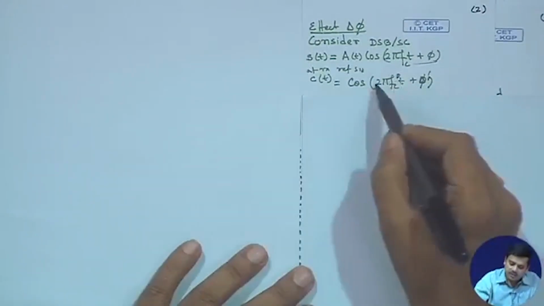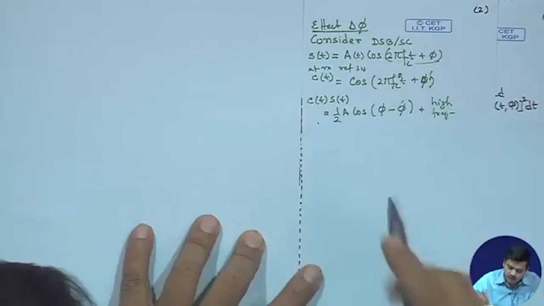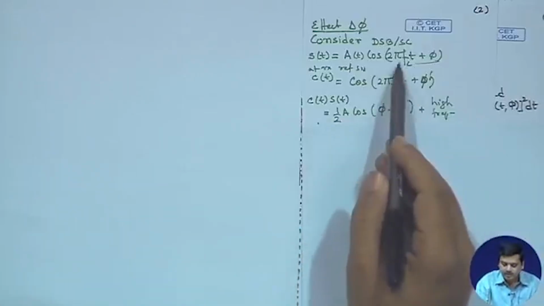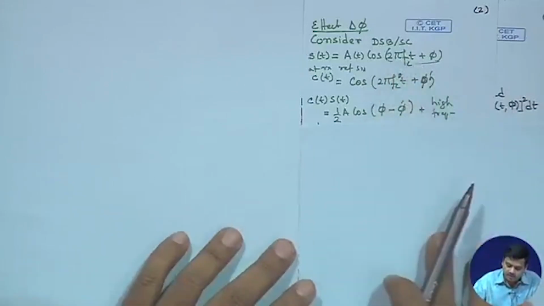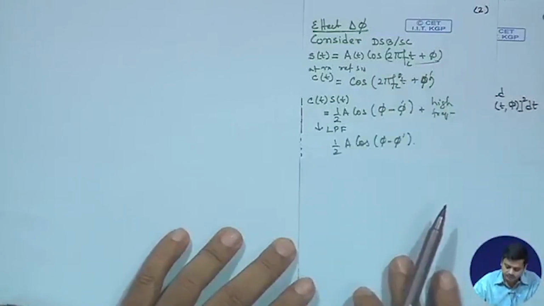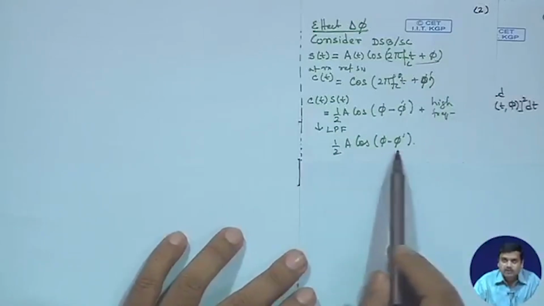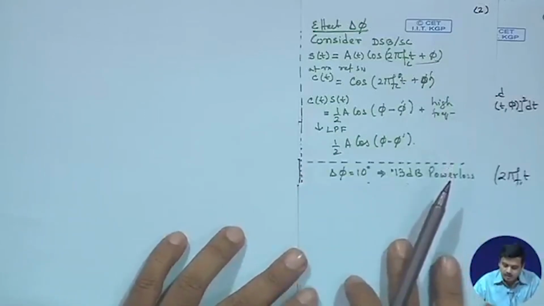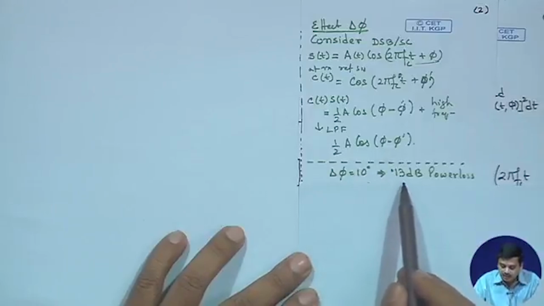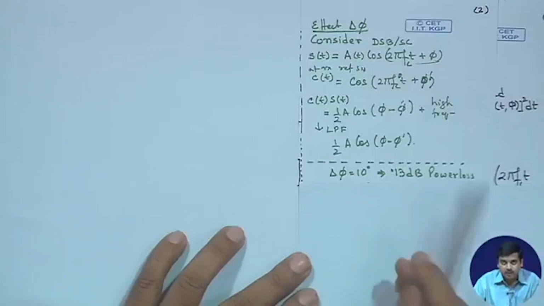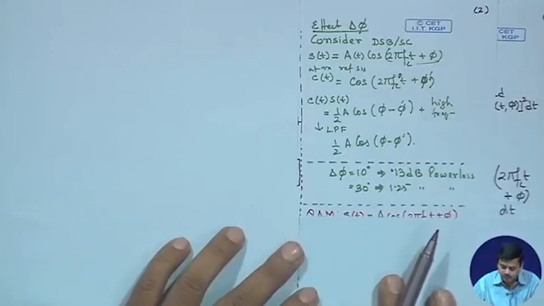At the receiver, the reference signal has a phi prime. So, the product would now have half cos phi minus phi prime, because these two are going to go away and the additive terms would be filtered by the low pass filter. So, high frequency components are filtered away. So, when you pass this through a low pass filter, what we have is A upon 2 cos of phi minus phi prime. If we say that this difference delta phi is 10 degrees, it will result in a loss of 0.13 dB. One can calculate, if it is 30 degrees, it would result in a loss of 1.25 dB.